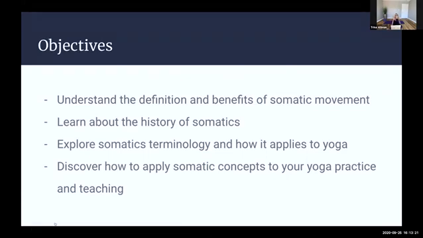The first objective is to understand the definition and benefits of somatic movement. We're going to learn about the history of somatics. We're going to explore somatics terminology, so as I bring up these words throughout the rest of the weekend, you'll understand what they mean, and also how they apply to yoga. The next objective is discovering how to apply these somatic concepts to your yoga practice and to your teaching.